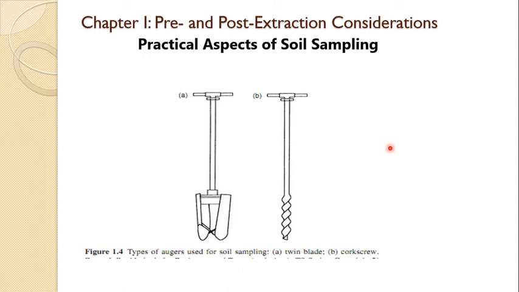Then that sample is transported to the laboratory and it is dried. Drying is normally done by placing the sample in a drying cabinet that allows airflow at a temperature less than 30 degrees Celsius.